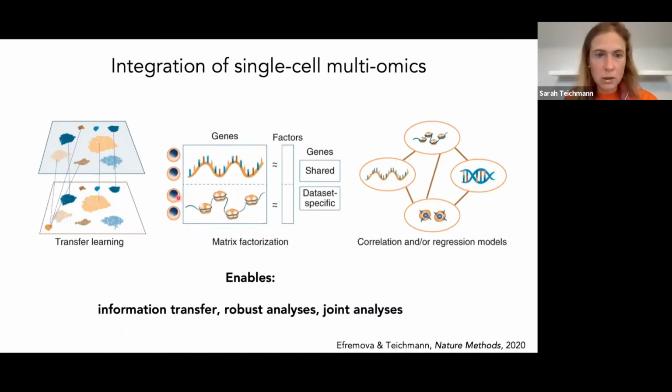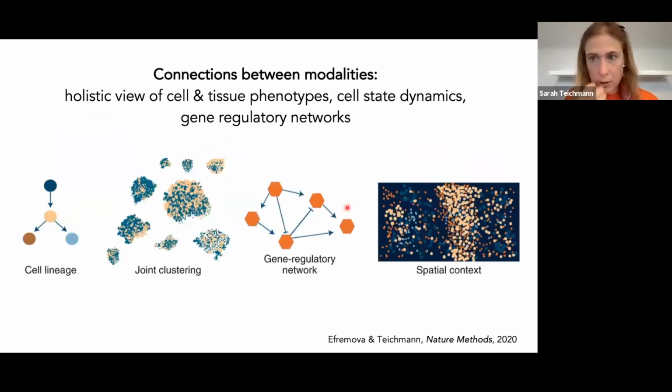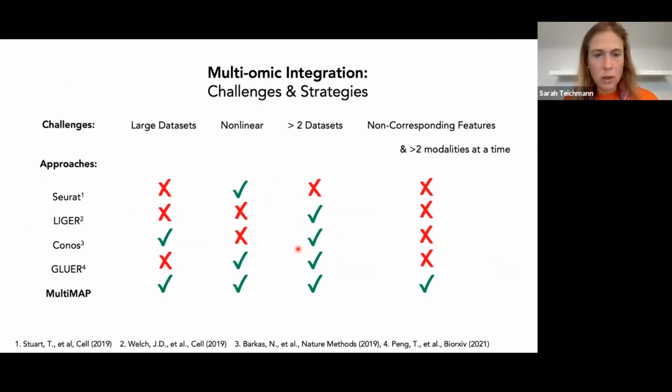And so there are different computational approaches to achieve this. Transfer learning from one modality to the next. Matrix factorization on shared features, for instance, is another one, and correlative approaches. And what these approaches achieve are a more holistic view of cell and tissue phenotypes, and also integration for downstream analyses like those differentiation pathways that I talked about towards glandular and ciliated cells, joint clustering, regulatory network inference, and so on and so forth.